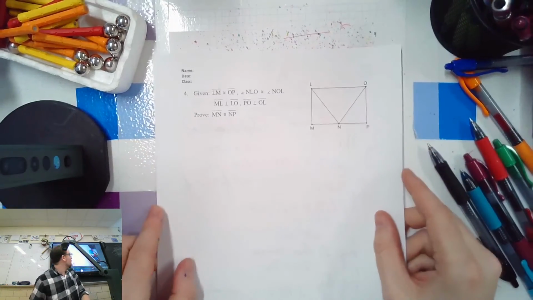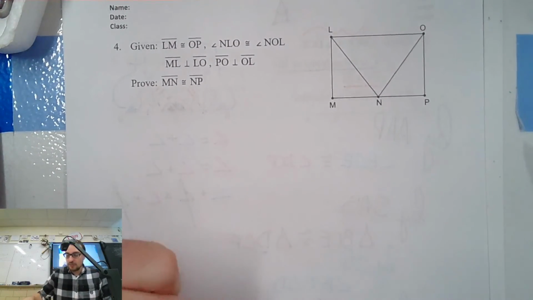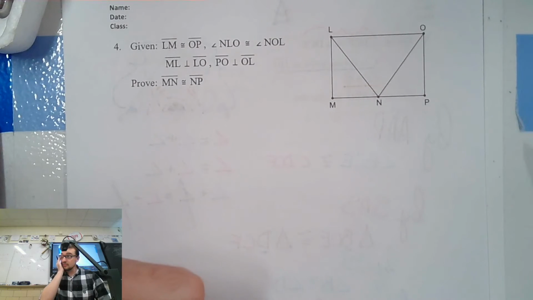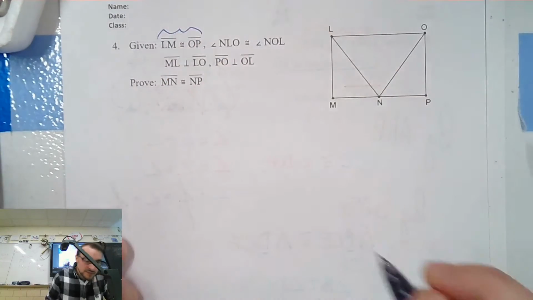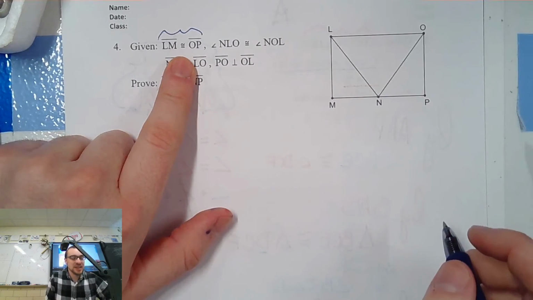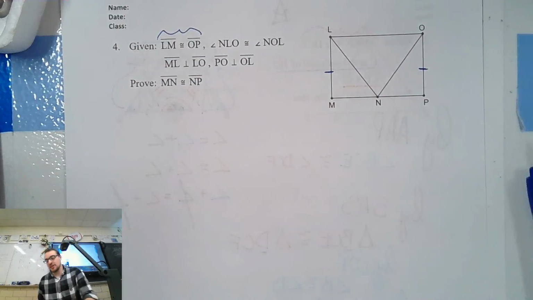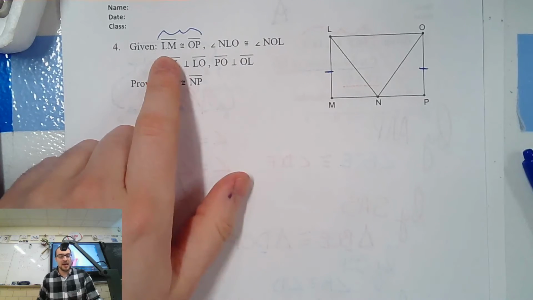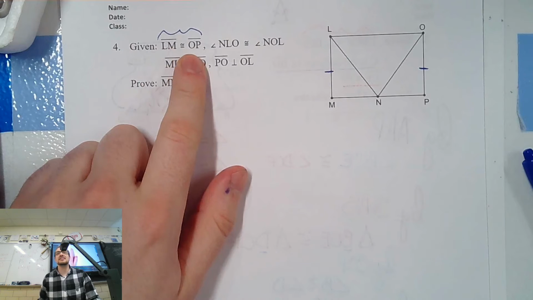All right, here we go. Marking the diagram. There's no cursor in this one. I know, sorry guys. No mouse. LM and OP are congruent. So LM, OP. I'm going to mark LM and OP.